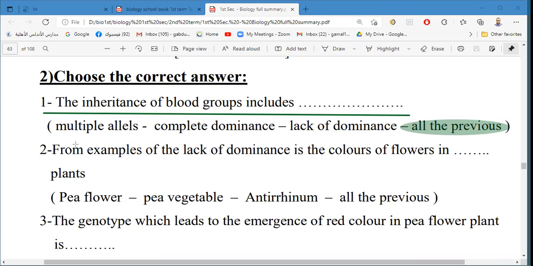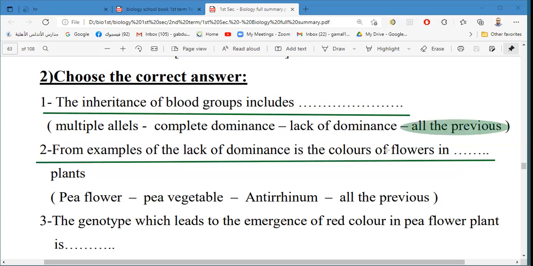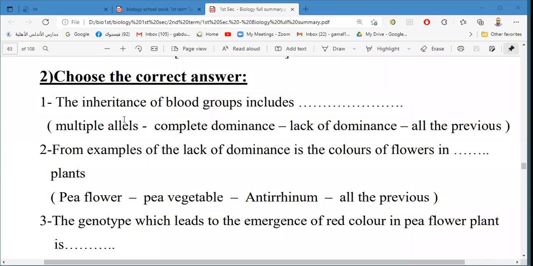Ruqayya, now your turn. An example of the lack of dominance is the colors of flowers in the anternum plant. Anternum, okay. Lack of dominance, example, anternum plant, very good. But the pea vegetable, this is the complete dominance, Mendel. And the pea flower, this is a complementary genes, okay? Let's go to another question, Salma.